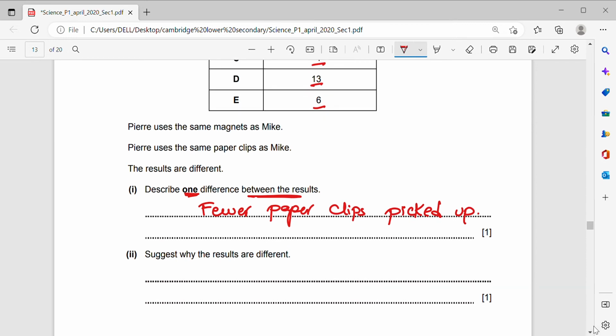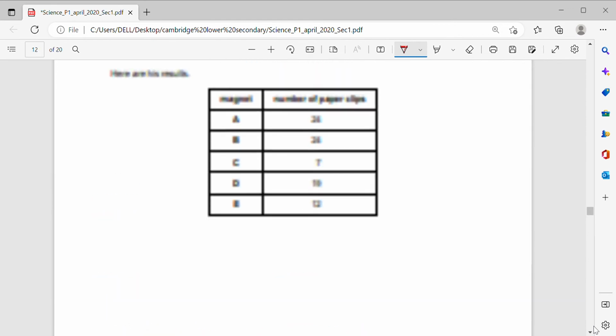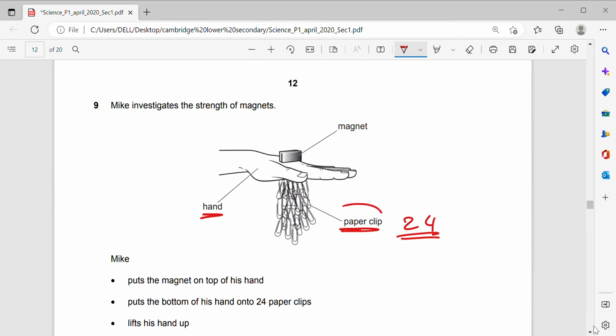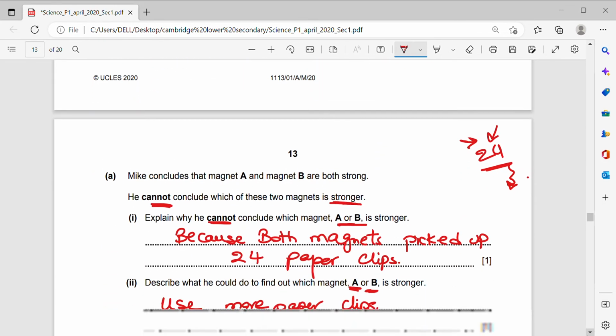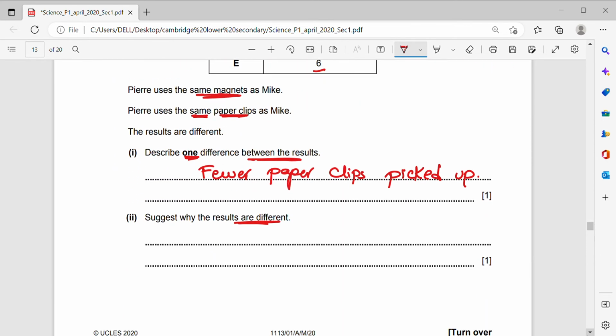The next question, suggest why the results are different. هنا Pierre uses the same paper clips, the same magnets. طيب, يبقى إيه what is making the results different؟ يبقى نفس البيبر كليبس ونفس الماجنت. يبقى ايه الحاجة الفاريبل عندي هنا اللي اتغيرت؟ هي الهاند، بييرز هاند. يبقى الديفرنس حصل بسبب بييرز هاند because their hands are different. يبقى دي الإجابة: their hands are different.